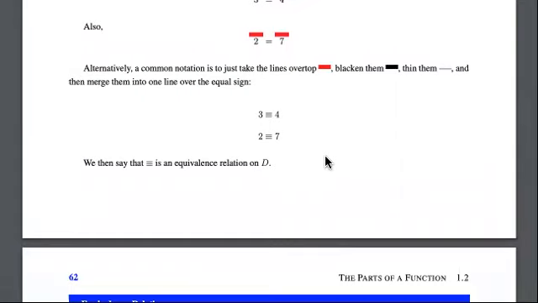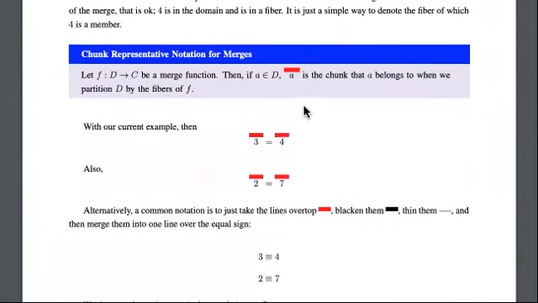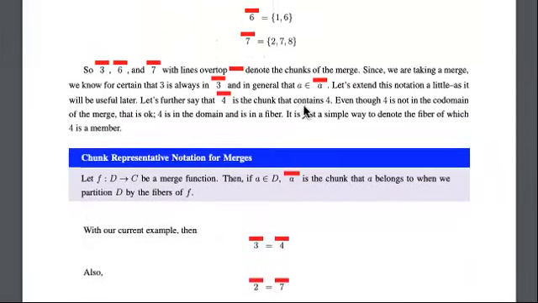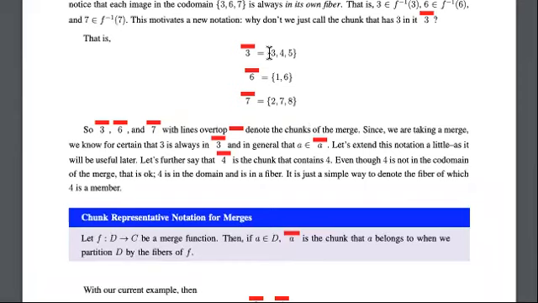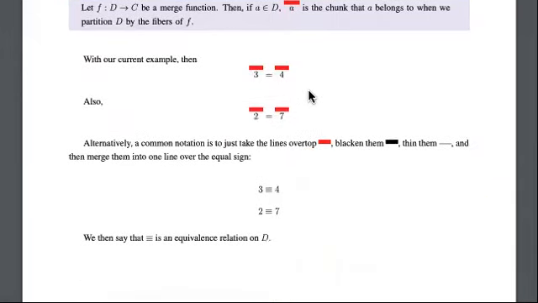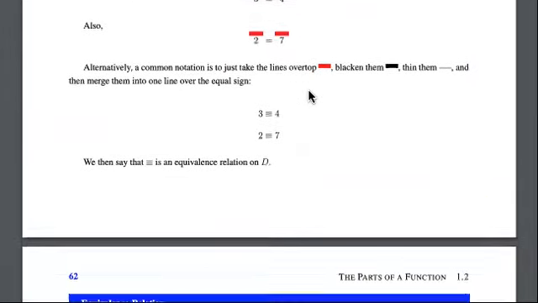Okay, there's another notation that we can use for a particular function. We could say 3 is congruent to 4 via this function, where we have 3 lines, not just an equal sign, but 3 lines. What does that mean for this particular function? That means that 3 and 4 are in the same fiber of this function, the same fiber chunk of this particular partition that's defined by this function.